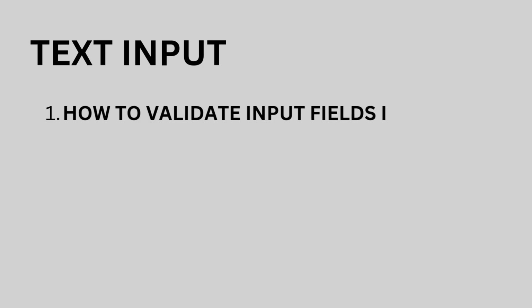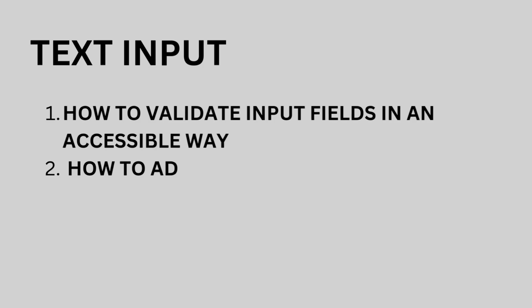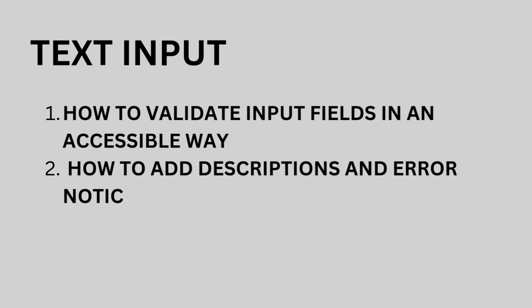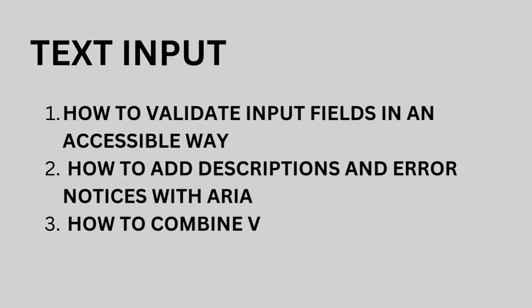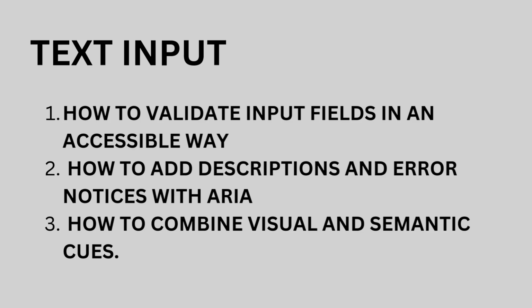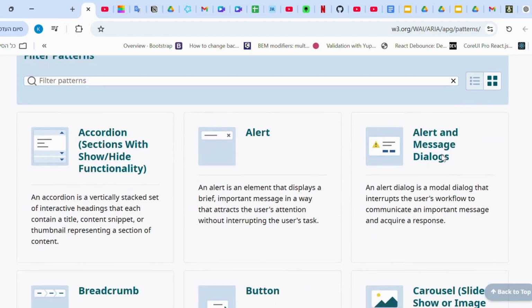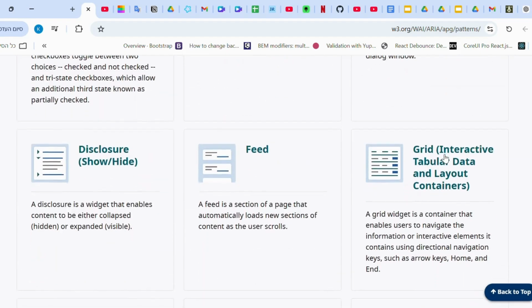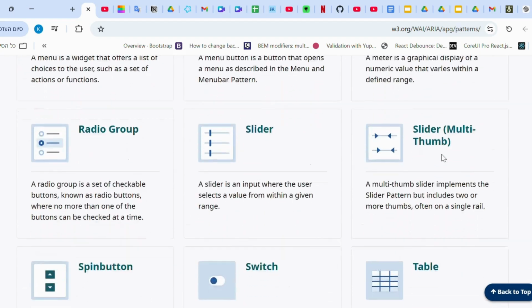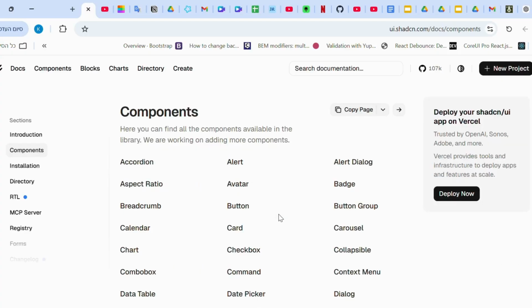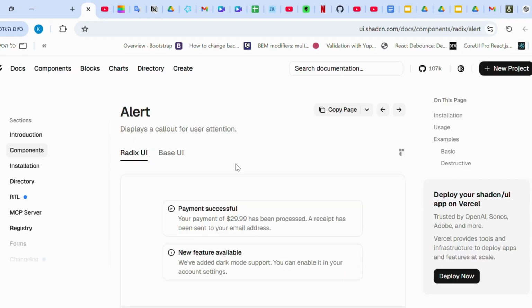So to sum up, we talked about how you need to combine visual and semantic information, how you can connect your description and error information with the input, and how you can validate your inputs in an accessible way. And as I already told you, for more complex solutions you need to go to WCAG patterns and have a look at how you need to implement them. Fortunately, we already have a few libraries that implemented components with accessibility in mind. For example, Radix UI, which is used by ShadCN. So you can start using ShadCN and then have less headache.